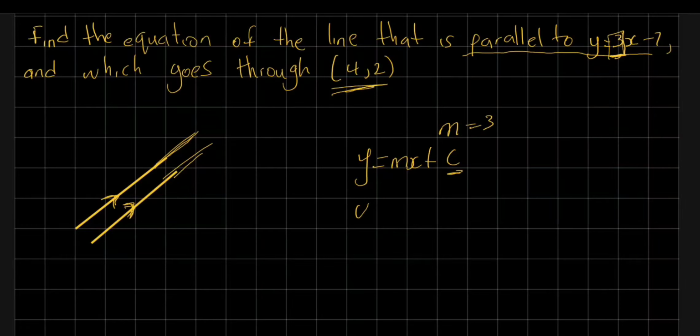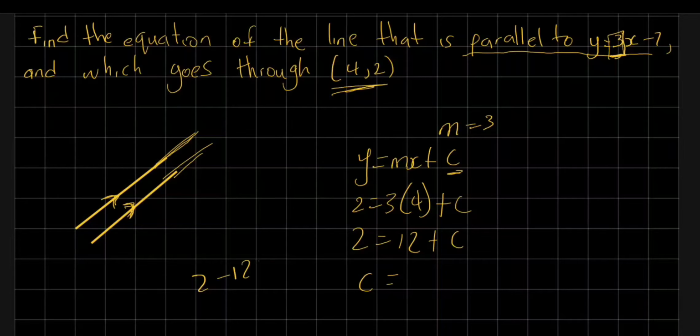So instead of y, we write 2 is equal to the gradient, which is 3, times x, which is 4, plus c. This will be 2 is equal to 3 times 4, which is 12, plus c. And c is equal to, we take over this 12, 2 minus 12, which is equal to negative 10. So c is equal to negative 10. Hence the equation of the line that we want to find will be y is equal to 3x minus 10.